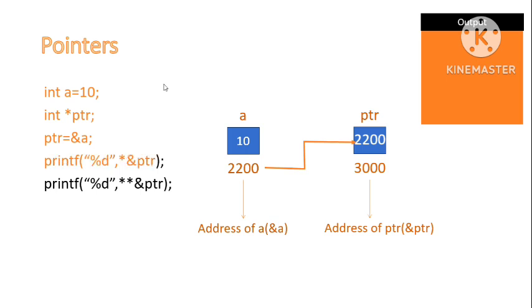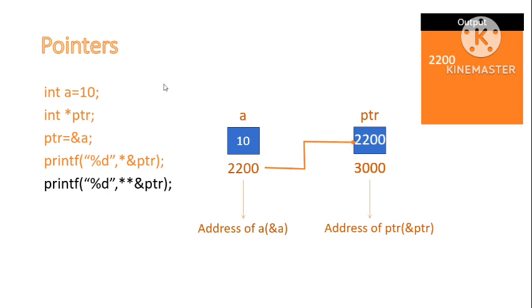Now whenever an expression is given like this, try to evaluate from right to left. So the first is ampersand of pointer. What is the address of pointer? The address of pointer is actually 3000. Now 3000, and before it the star is there, so the value on the address 3000 is actually 2200. You can see a graphical depiction here: 2200 is given as the output.